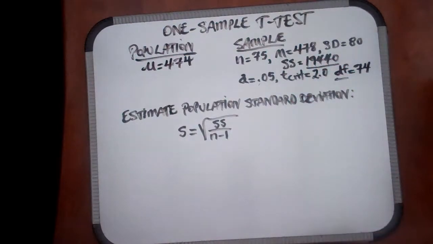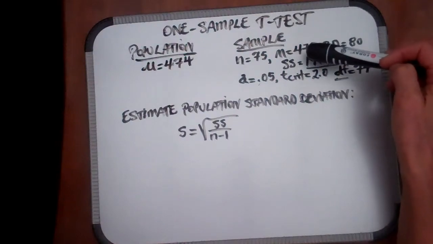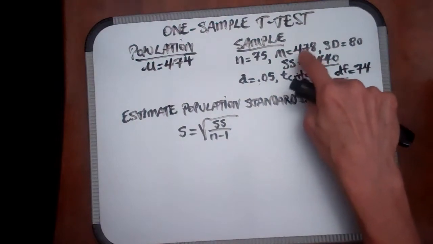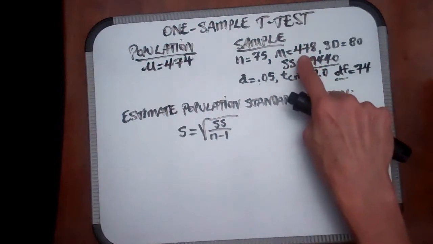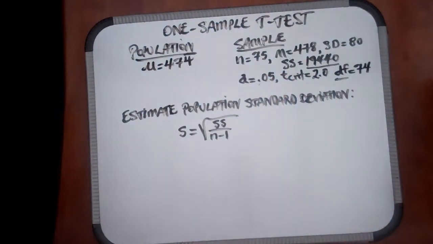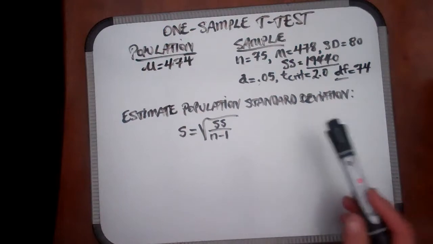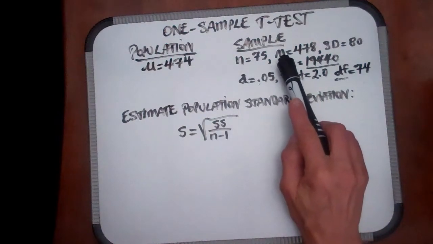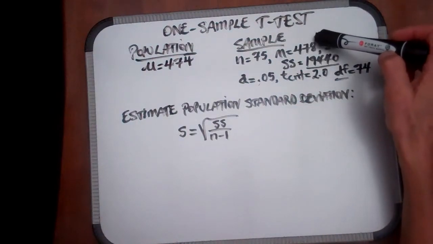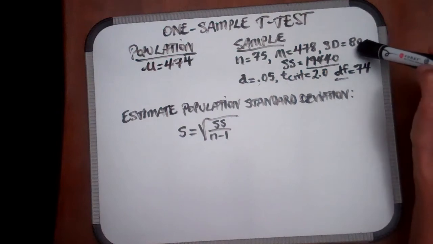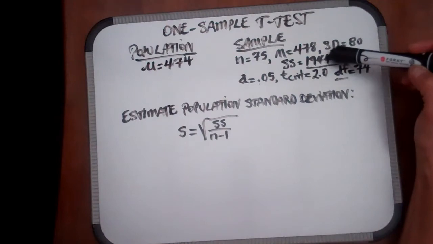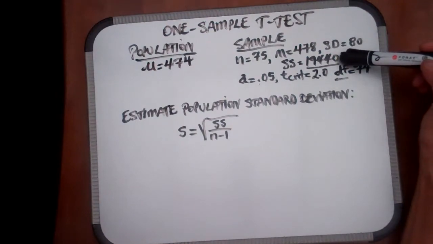And the question that we're asking is about the mean performance of these kids, and we're judging that from the mean math test performance score, which is 478 for this sample. So does this differ significantly from the population? Right? So our N is 75, the mean math test performance value for this sample of 75 kids is 478. The standard deviation is 80. The sum of squares has been calculated for you and is 19,440, as given in your book.